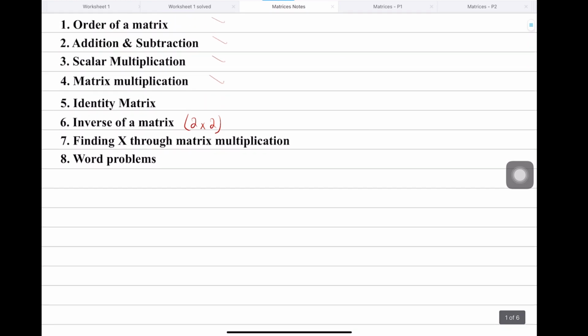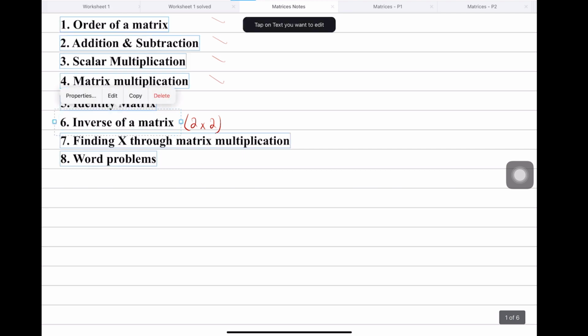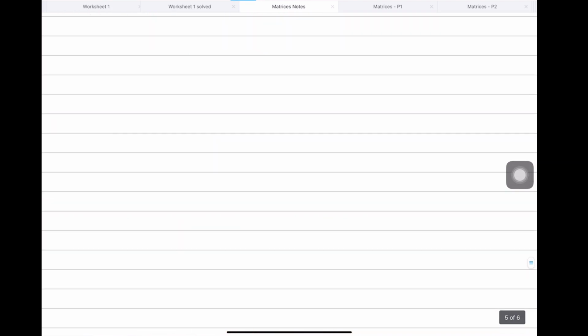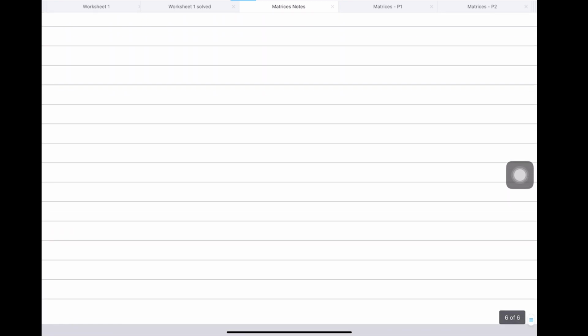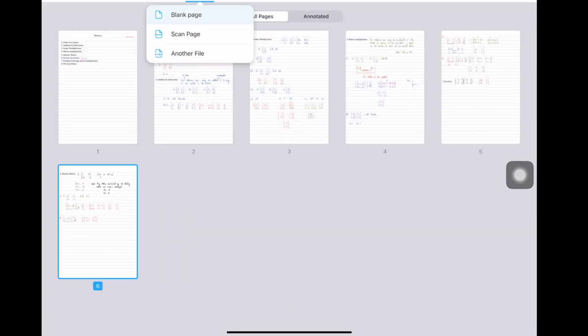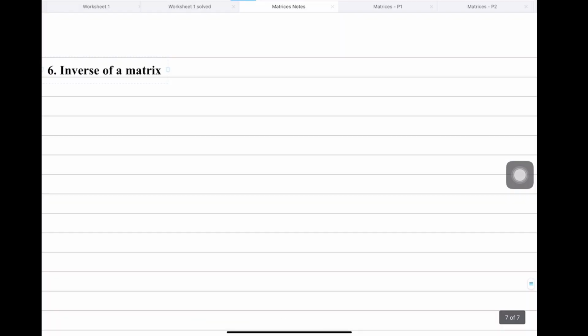But let's see what the inverse of a matrix is. This is also another complex concept, but not as complex as multiplication. If you found multiplication easy, then this is going to be a piece of cake. So how do we find the inverse of a matrix? Remember, we only have to learn how to find the inverse of a 2 by 2 matrix because that's the only thing that's in our syllabus.